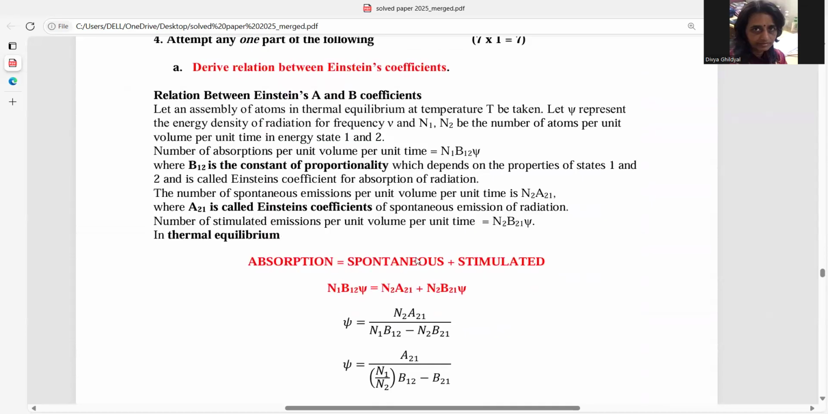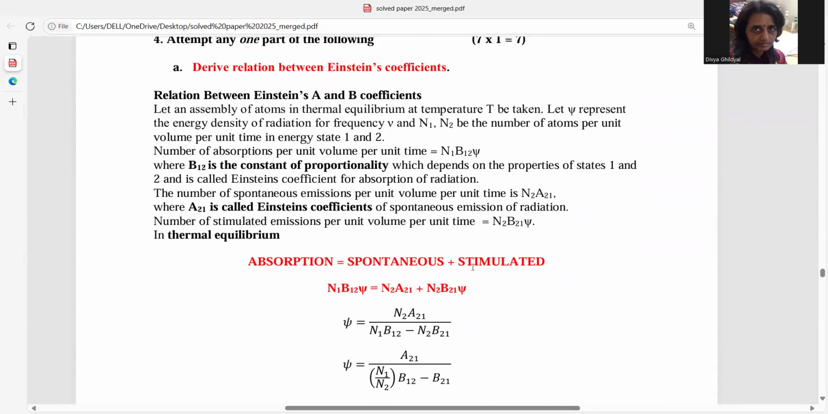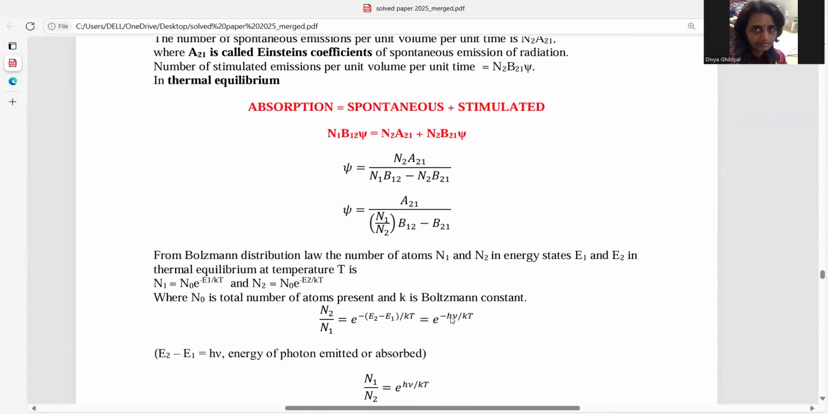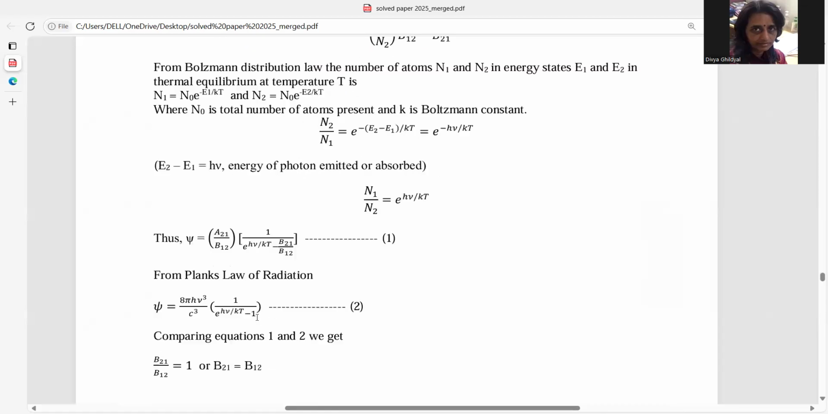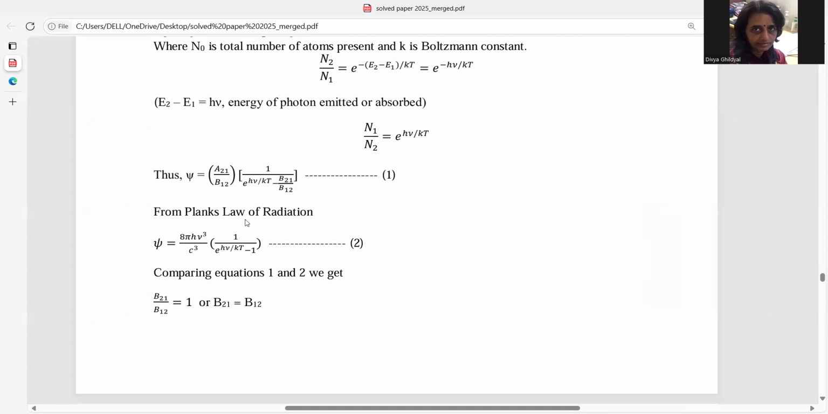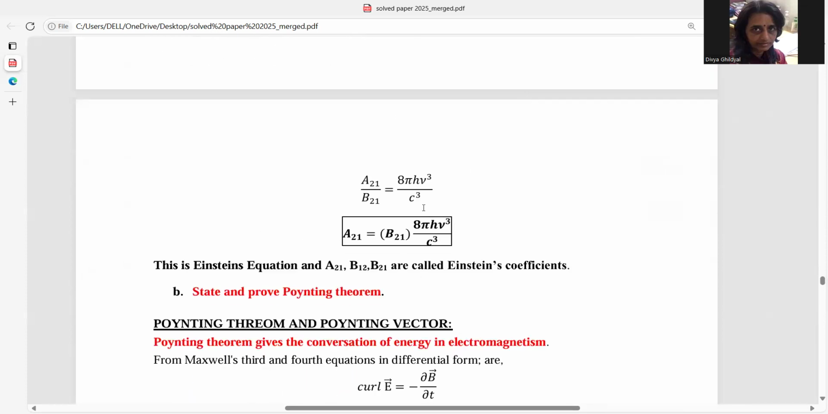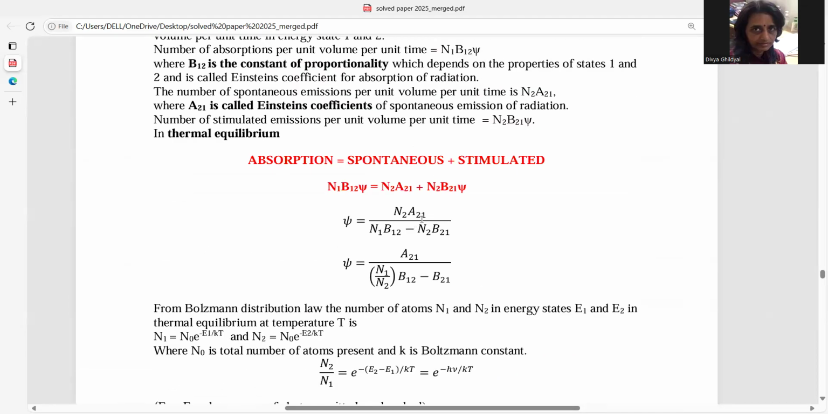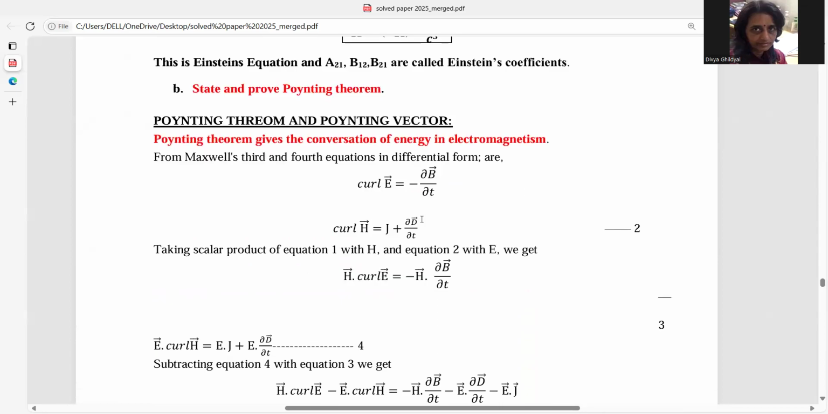Relation between Einstein coefficients, a laser question: the number of atoms absorbed equals spontaneous plus stimulated emission, depending on how many atoms there are. Then it is simple: you apply the Boltzmann law of distribution of number of atoms and Planck's equation, equate them, and you get the expression for the relation between Einstein coefficients. This is easy to fetch marks because there is no diagram and no detailed explanation here.